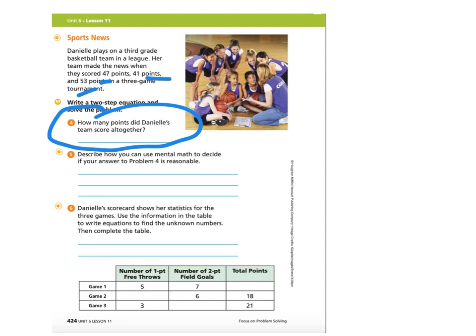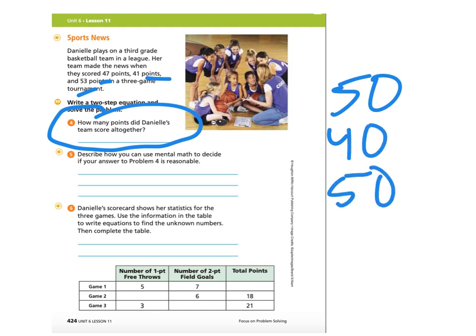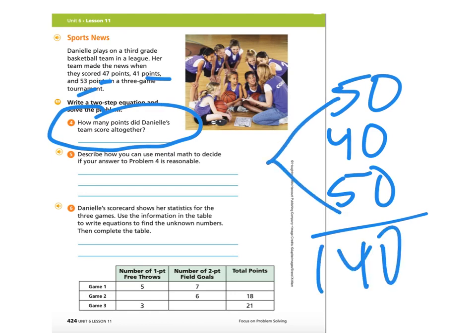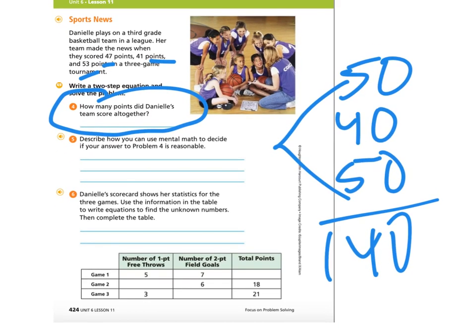Mental math would say that you would make them friendlier. So 47 would become 50, 41 would be 40, and 53 would be 50, so I'd add the 50 and the 50 to make 100, so about 140 points. So then Danielle shows her scorecard on the bottom. So we would have to use the information in the table to write equations to find the unknown numbers.